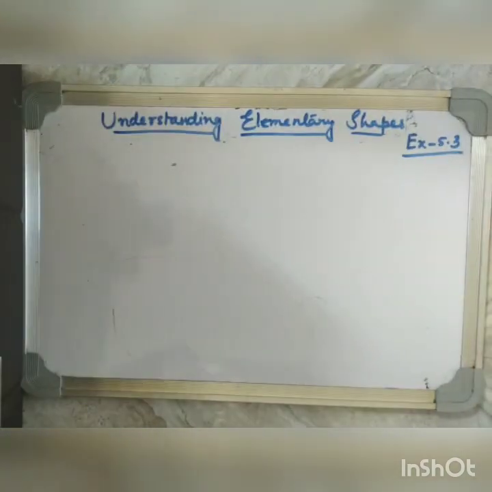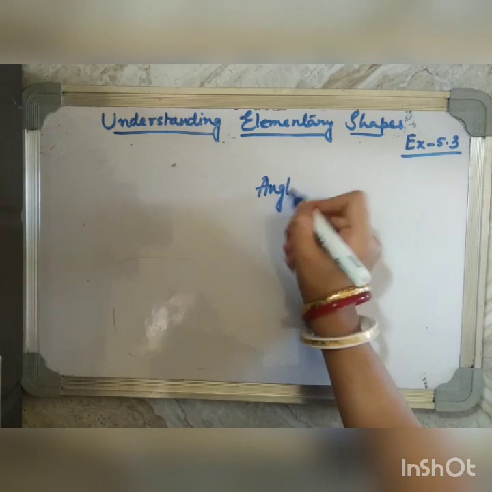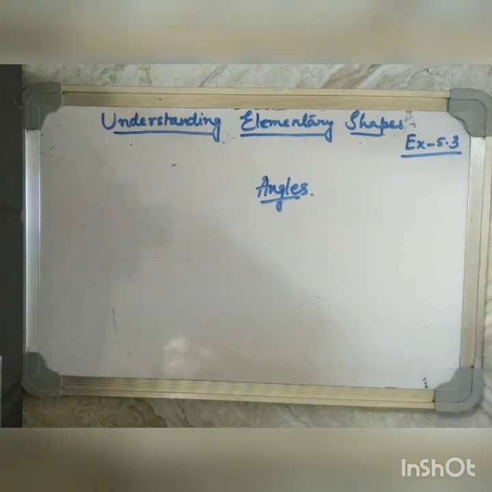Hello dear children, today we are back again with our chapter 5, Understanding Elementary Shapes, and we will start our exercise 5.3 today. Before starting, we need to know about the angles, which we have already discussed in some of my videos.